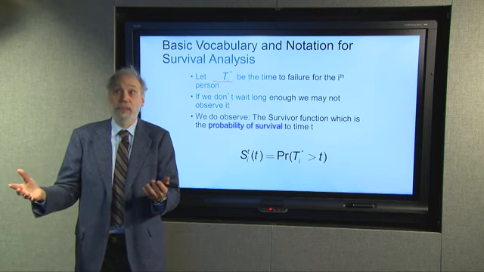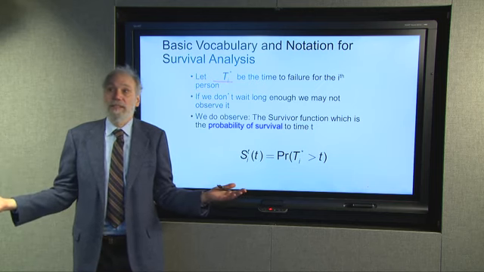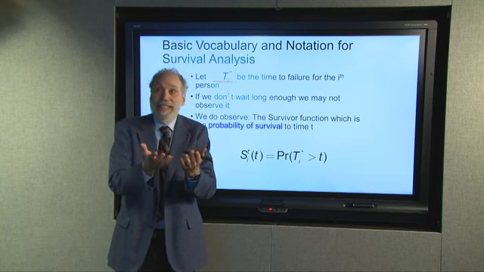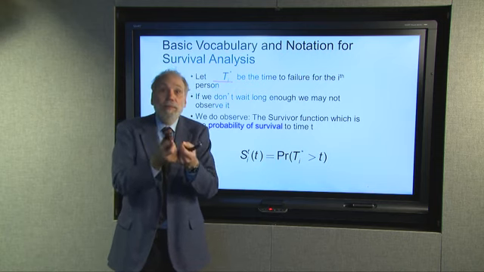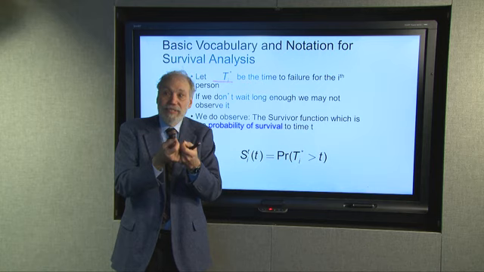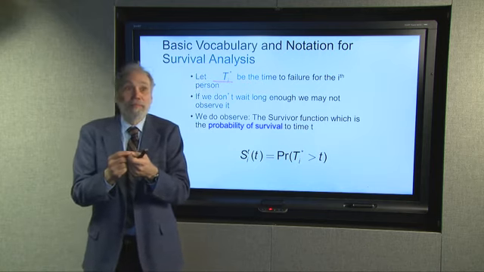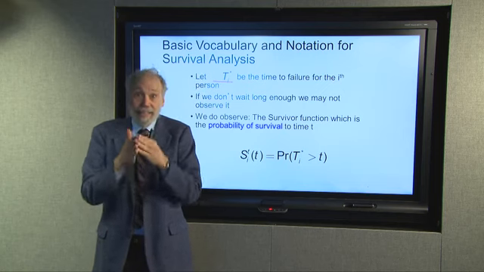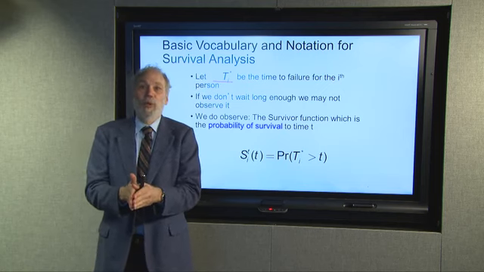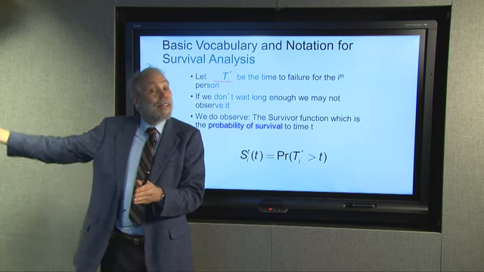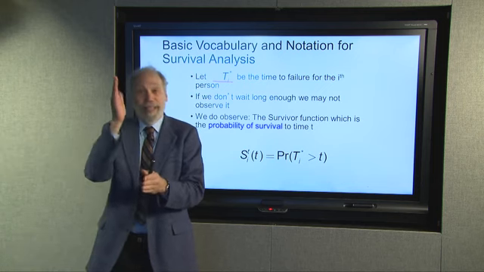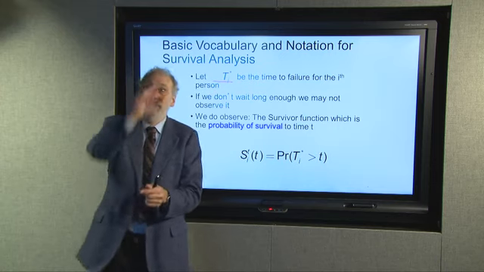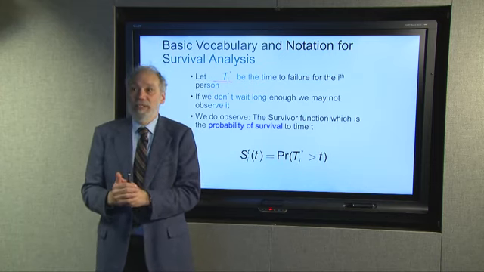Okay? But what do we observe? Well, what we observe is how many people are left alive at any given time. So in 2006, I know how many people in my cohort were left alive. I may not know when they eventually died, but I know if they died by then or not. And so we can calculate the survivor function.